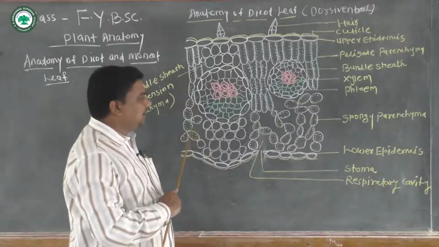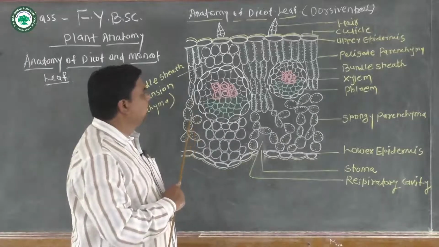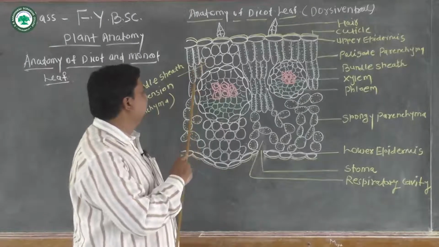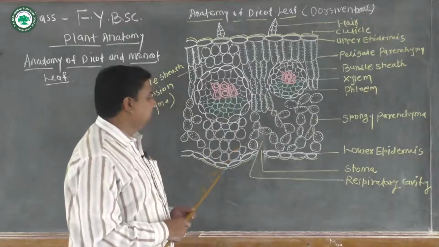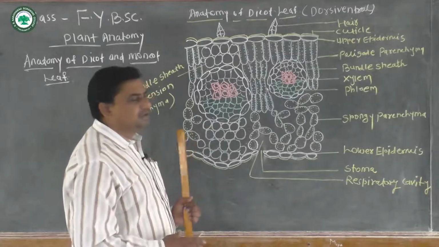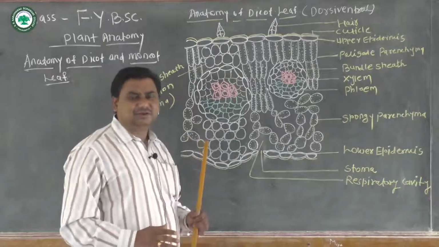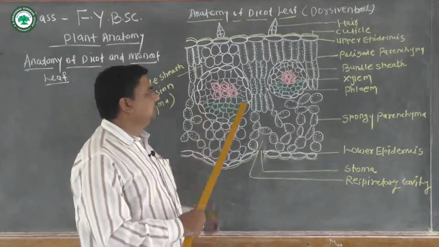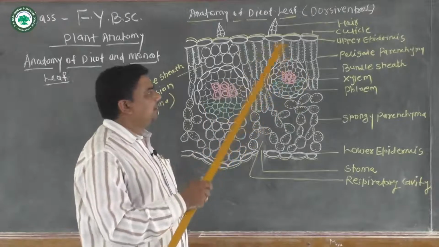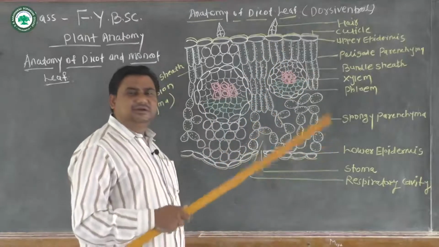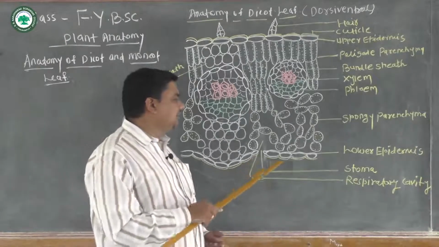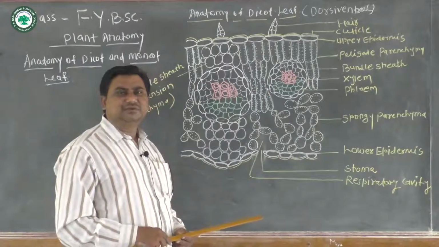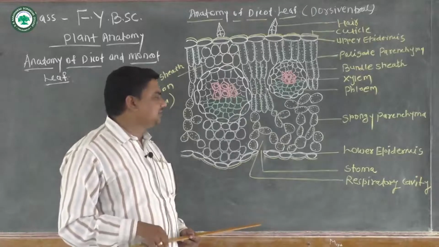Again, this one is the spongy parenchymatous cell, this one is the palisade cells. There is the scattered vascular bundle. So in case of the dicotyledonous leaf, there is the particular presence of upper and lower epidermis. Remember one thing, stomata are present on the lower epidermis, so that is the hypostomic condition.